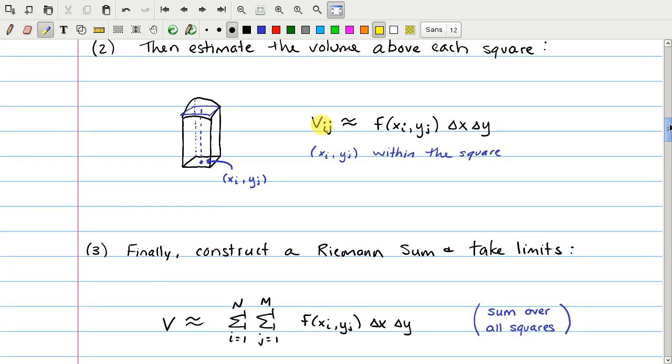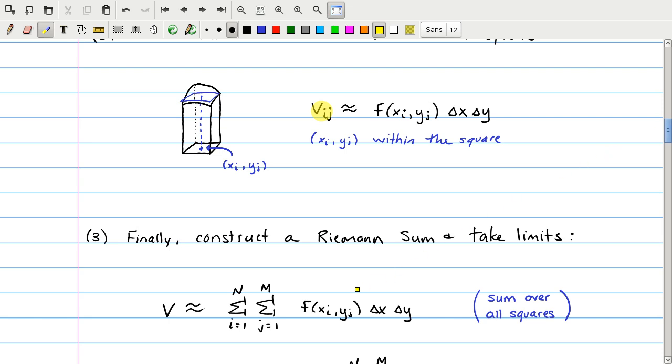Finally, we construct a Riemann sum. It's now going to be a double sum. We have to sum over all of the slices in the x direction, that would be the sum over i for x i, and then all of the slices in the y direction, so we sum over j for y j, and then put them all together. So that's a double sum of the values of the function in each little rectangle times the area of each rectangle.